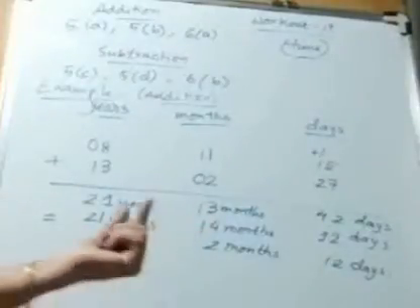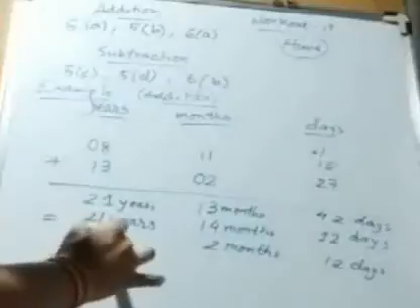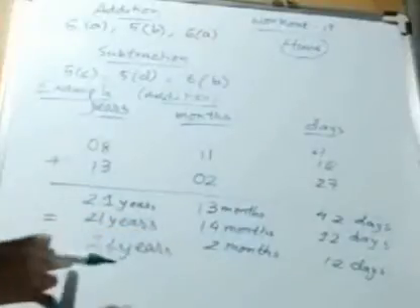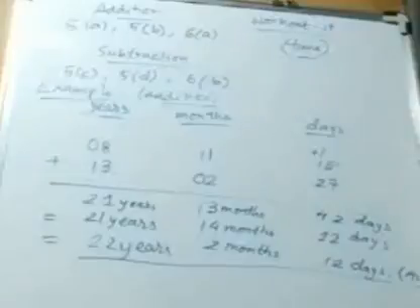So you have to take that 1 year and you have to add it here. So it will become 22. Then we are getting the answer 22 years, 2 months, 12 days. In this way you have to do. Always add the days in one column, complete it here. Then you have to add the months. Then you have to add the years.